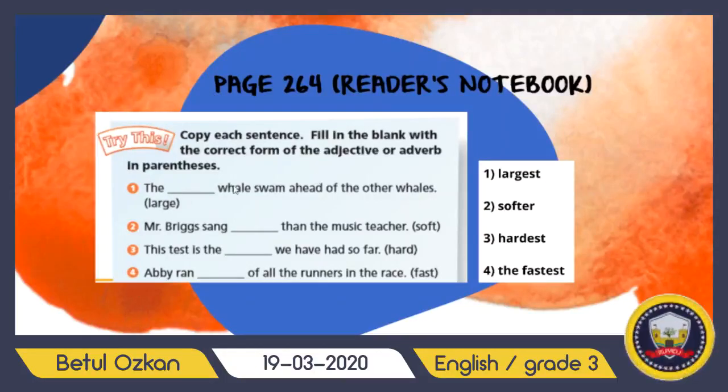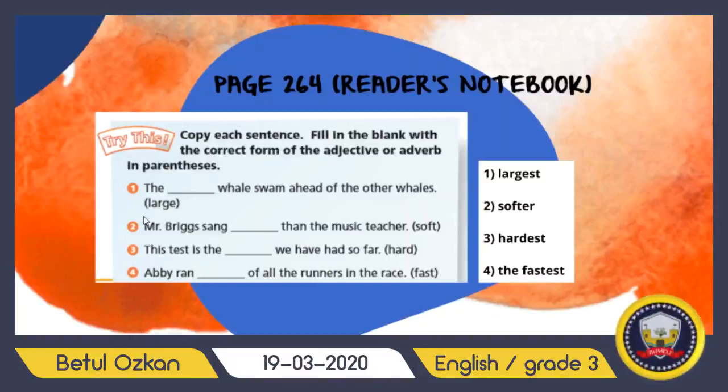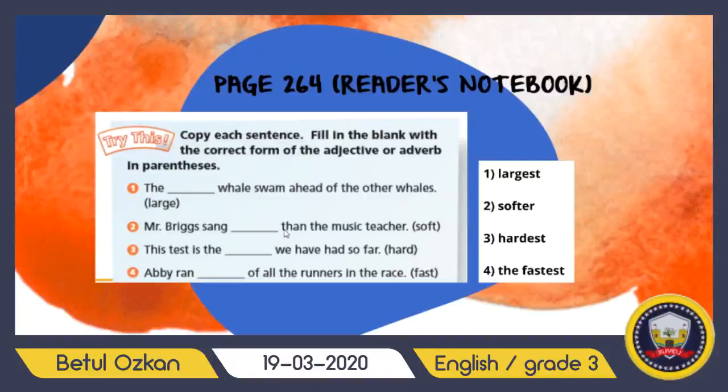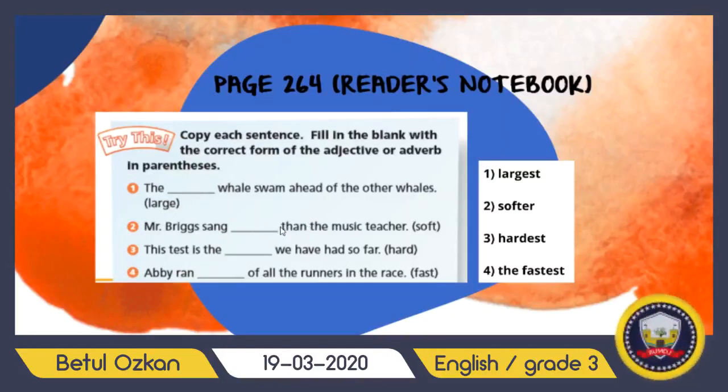Okay, if you are ready, let's read the second sentence together. Mr. Briggs sang softer than the music teacher. So soft is given to me. I compare two people, right? Mr. Briggs and the music teacher. And I can see than here after my adjective and adverb. So if I see than here, I need to put er at the end of my adjective and adverb. So the sentence will be Mr. Briggs sang softer than the music teacher.